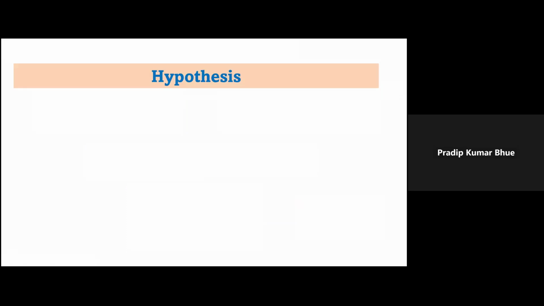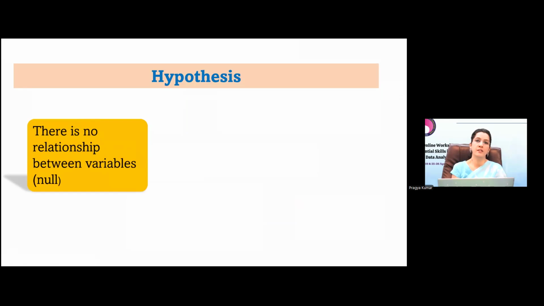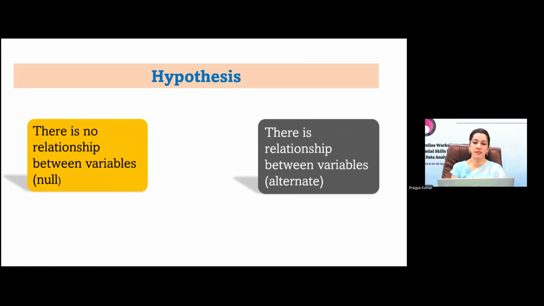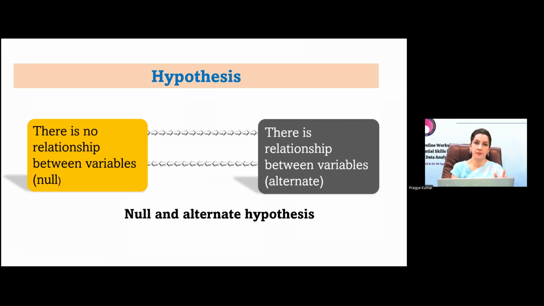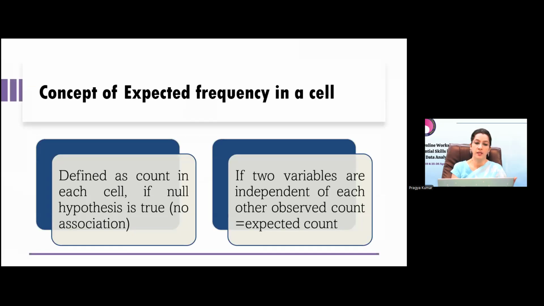So now, what is the hypothesis? The null hypothesis is that there is no relationship between these two variables. And the alternative hypothesis says that yes, there is a relationship between the two variables. We reject the null hypothesis whenever there is a significant result, and we accept the alternate hypothesis when the p-value is less than 0.05.